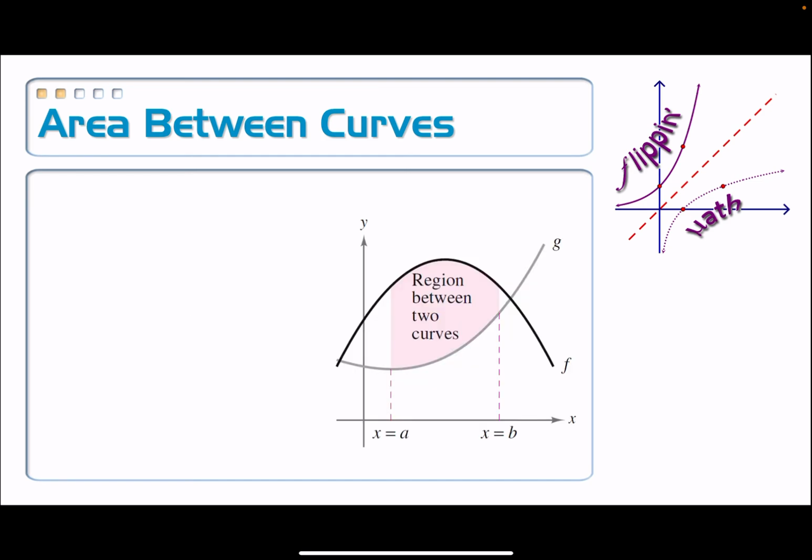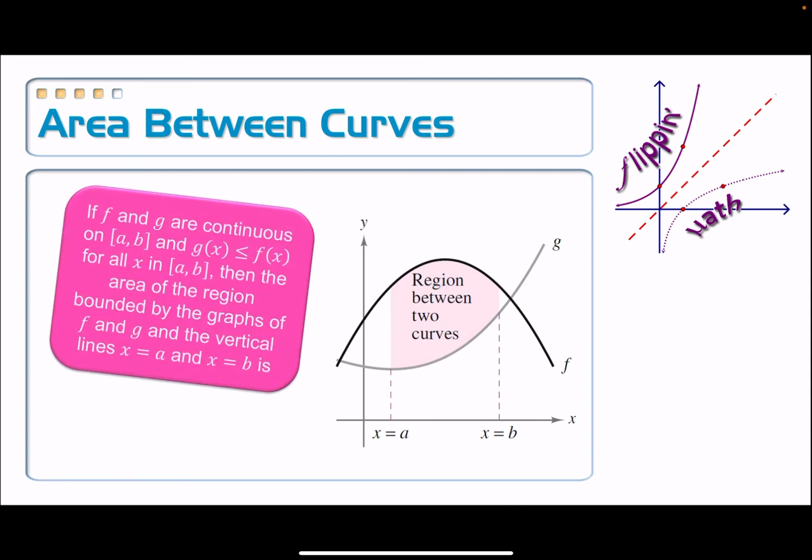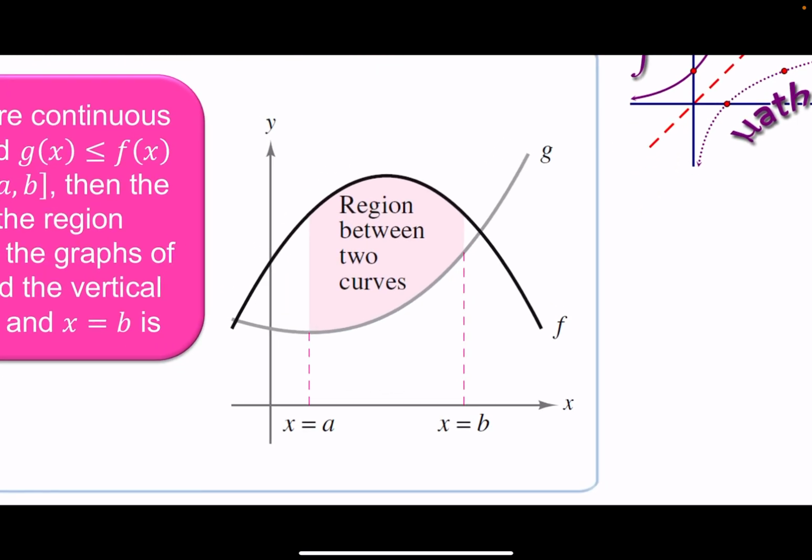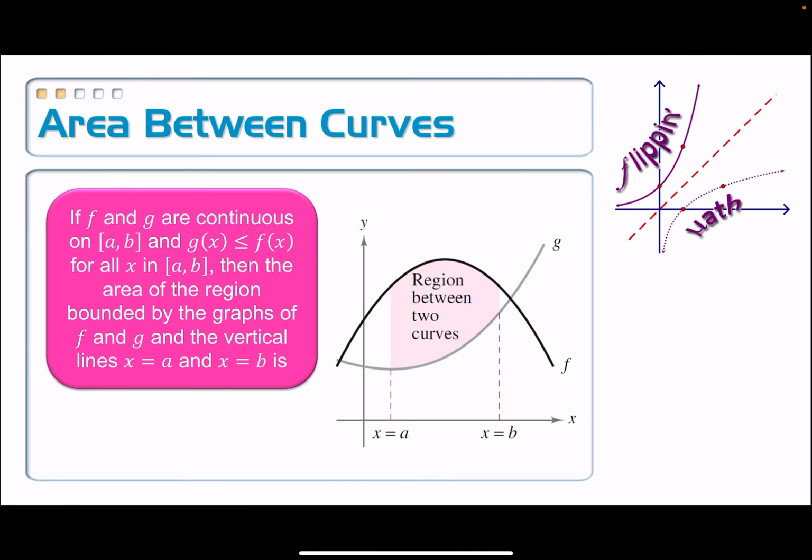Area between two curves. Notice that I have my f of x function, which is the one on top, and the g of x function, which is the one on the bottom. We're going to state that if f and g are continuous on the closed interval, and g of x is less than or equal to f of x, that's the fancy way of saying that the f of x function is on the top and the g of x function is on the bottom. Then the region bounded by the graphs f and g and the vertical lines x equals a and x equals b is the definite integral from a to b of the quantity f of x minus g of x with respect to x.